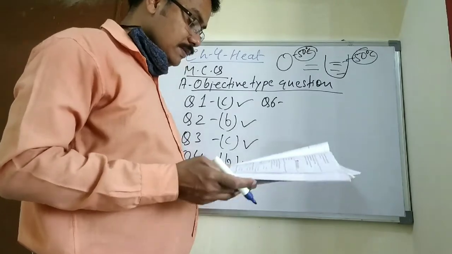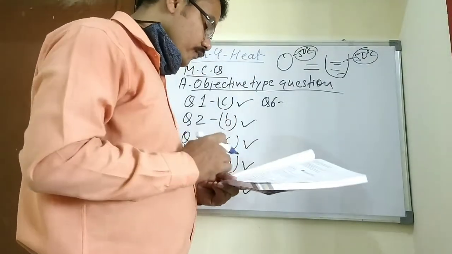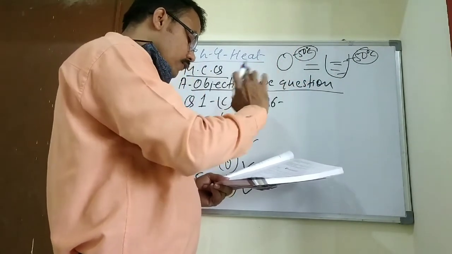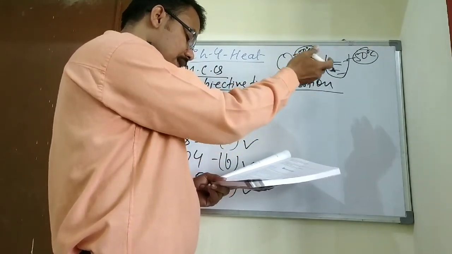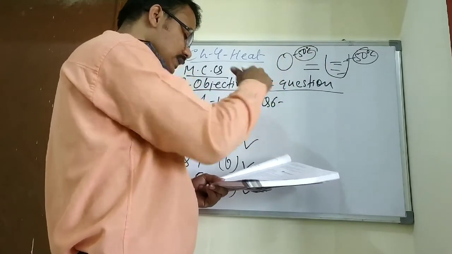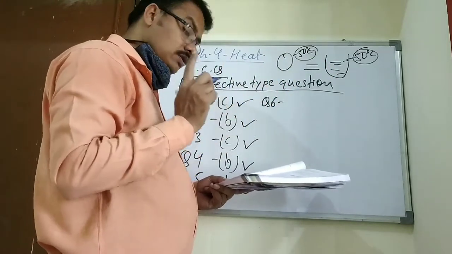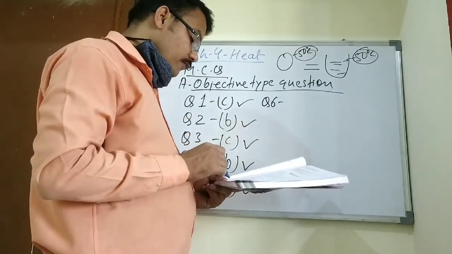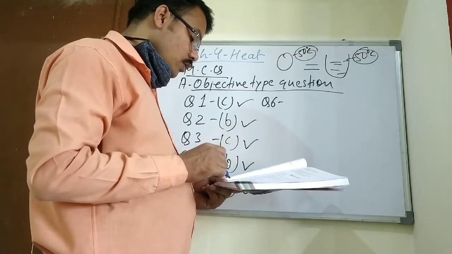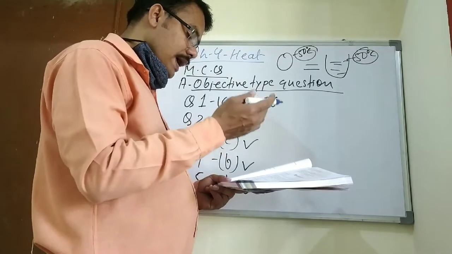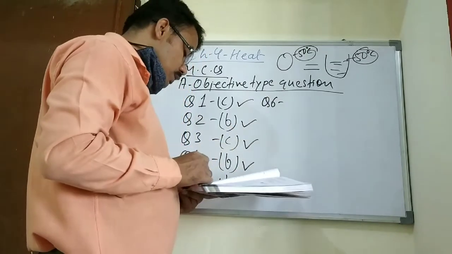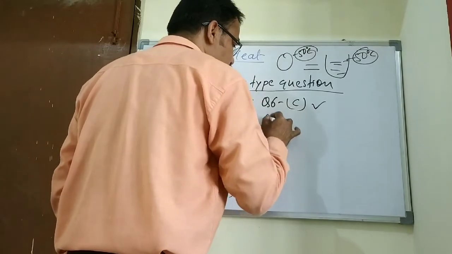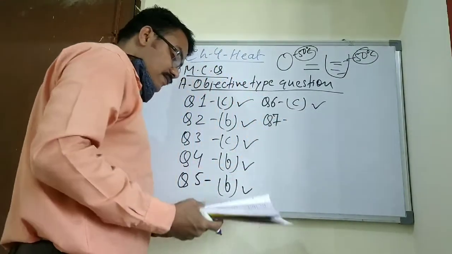So question number 6 is saying: flow of heat from iron ball to water, flow of heat from water to iron ball, not flow of heat from iron ball to water, and not flow of heat from water to iron ball. Yes student, this is the correct option. And the last option is increase in temperature of both. No. So student, question number 6, C is the correct option, student. Now question number 7.